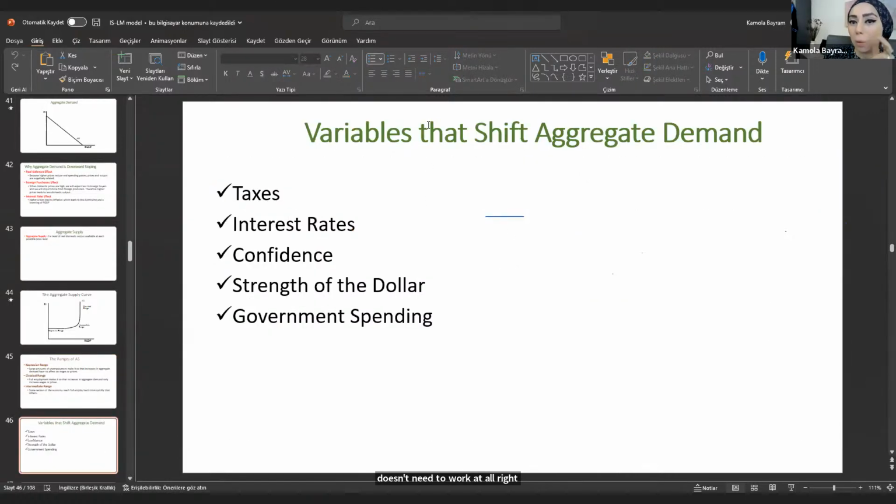Well, now the variables that shift aggregate demand. We looked at movement along the demand curve. We also studied the variables or factors which shift the demand curve in microeconomics, when it comes to household demand. But now we are looking at aggregate demand at the macro level, and what are the factors which shift it.